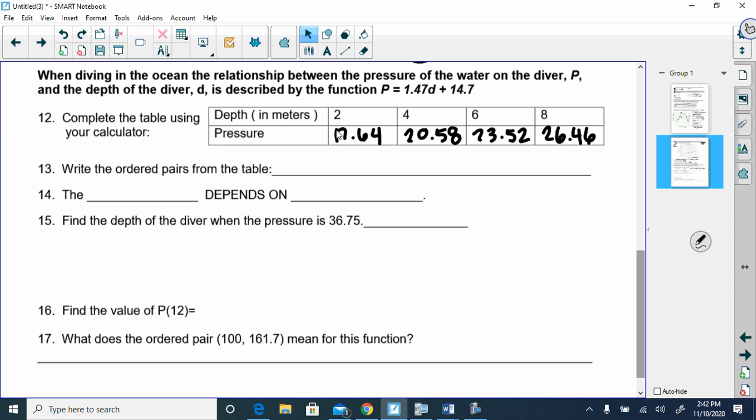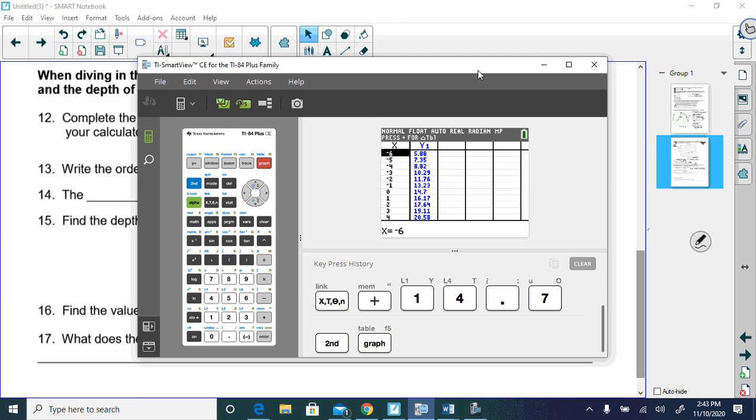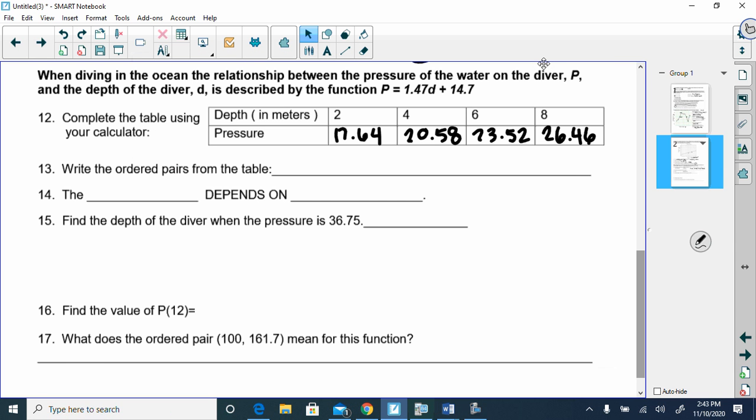So again, you could do that each one individually, plug this number in for D, then this number, right, and so on, or you can pull up the table in our calculator. Okay. So you get to choose your pick. The calculator on ones like these might be a little bit quicker. Sometimes if it's just one, it's just as fast to type it in. It's just the one value.